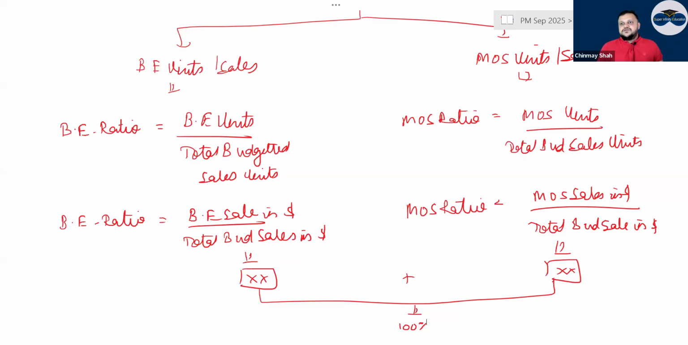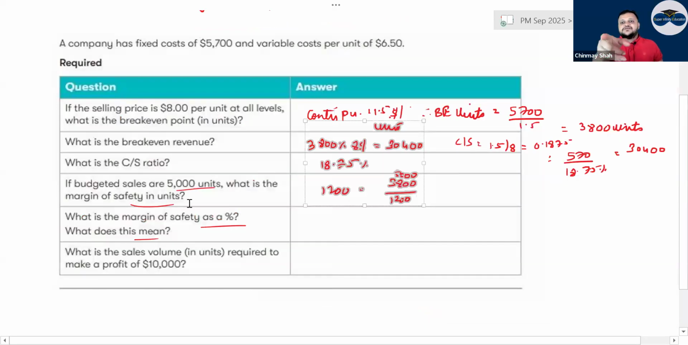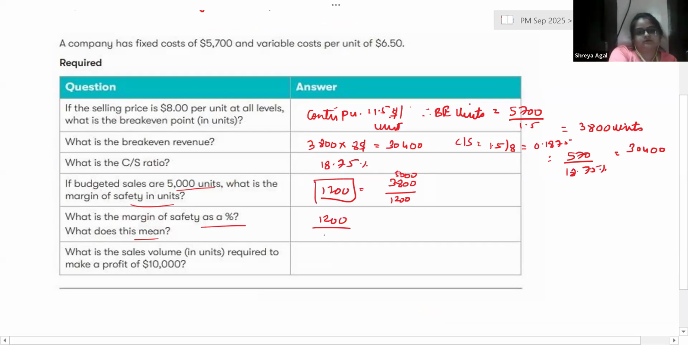Chalo, come back to the ratios once again, or to the practice question. Margin of safety as a percentage, tell me. If 5,000 is the budgeted sales, how much is the margin of safety? 1200 units, divided by 5,000. How much is that?